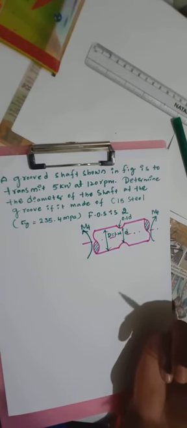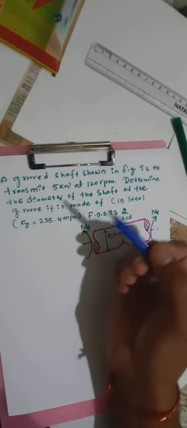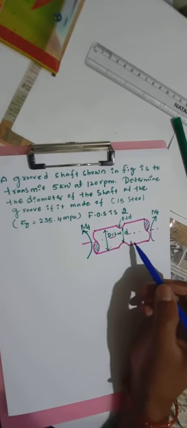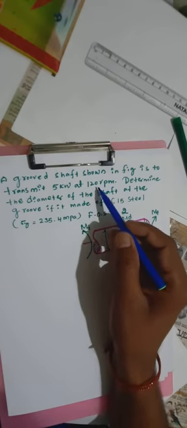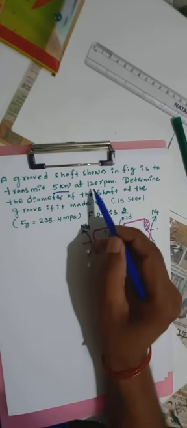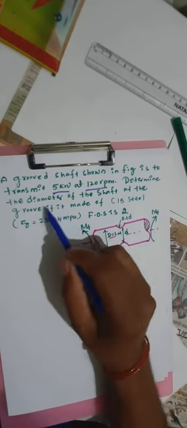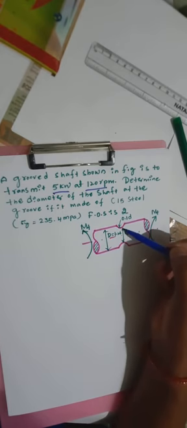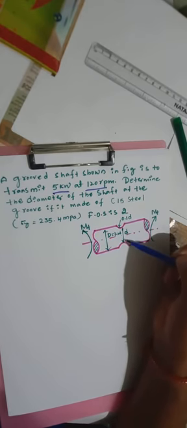Okay, next we will discuss one more very important problem on stress concentration factor. First, let us understand the given problem. A grooved shaft as shown in the figure transmits 15 kilowatt at 120 rpm. Here, determine the diameter of the shaft at the groove. Okay, this is the groove. Here we need to find out the diameter of the shaft at the groove.